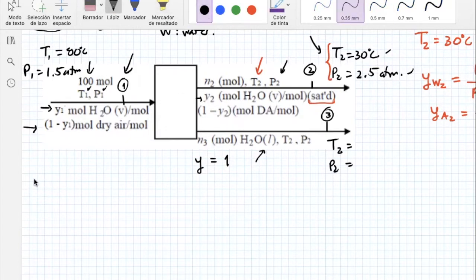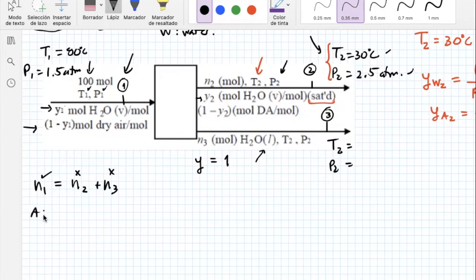basics. For the basics, I know that the amount of moles going out at 1 equals the amount of moles at 2 plus 3. There is no other way. Well, there could be another way if we had a reaction, but I'm assuming there are no reactions. Therefore, this is fulfilled. I already know that this one is 100 moles, but I don't know how much the others are.